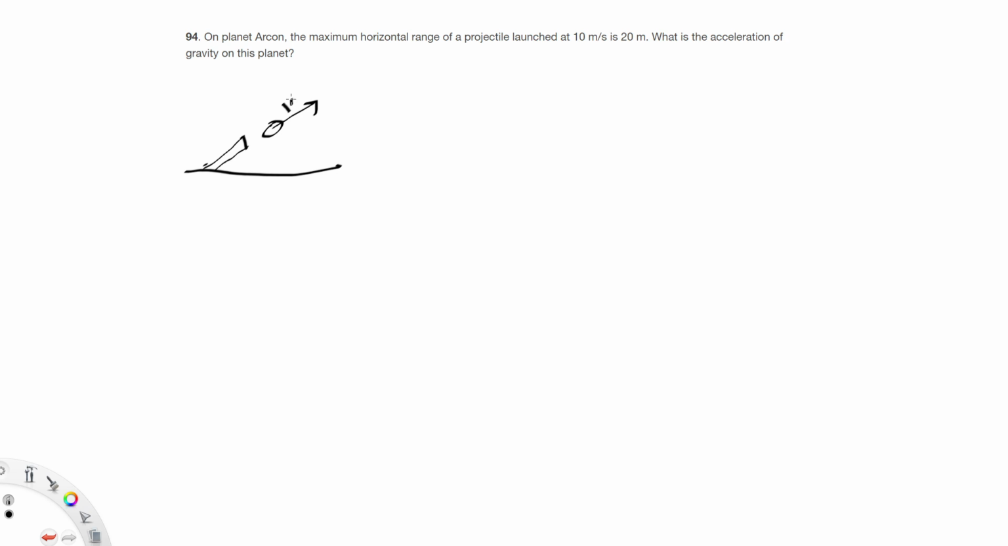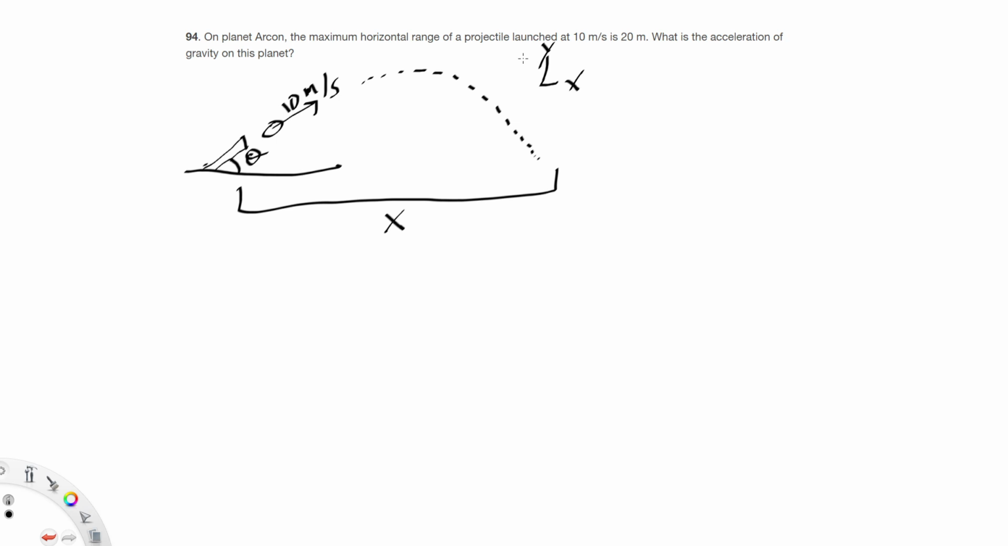This thing gets launched at 10 meters a second. The angle at which it gets launched, we're just going to call theta for the moment. And this thing will land somewhere over here, a distance x away. Right, we're going to specify our coordinates, x and y direction.